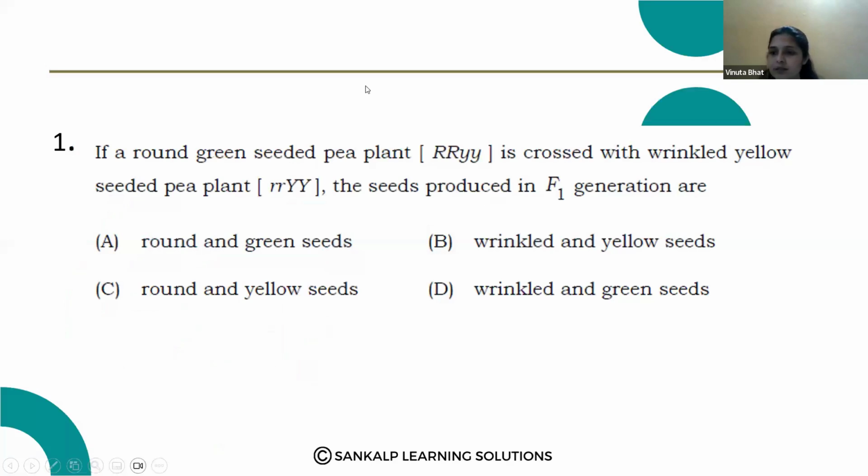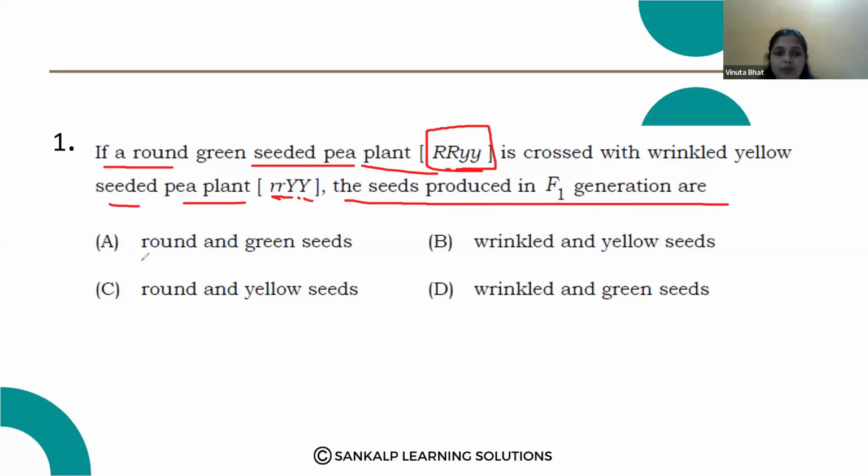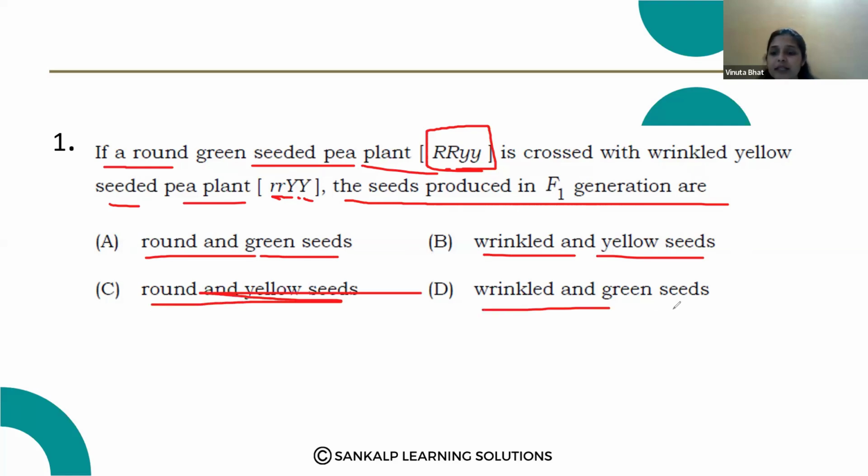Here, the first question is, if a round green seeded pea plant, capital R, small y, their genotype is like this, is crossed with a wrinkled yellow seeded pea plant, small r, capital Y. The seeds produced in F1 generation are option A, round and green seeds, option B, wrinkled and yellow seeds, option C, round and yellow seeds, option D, wrinkled and green seeds.